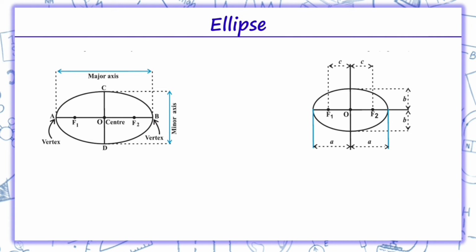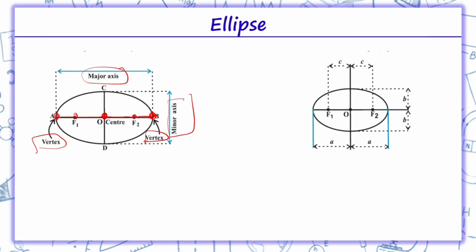Now here is the structure diagram of an ellipse. The midpoint of the line segment which joins the foci is known as the center. The line segment through the foci, F1 and F2, is the major axis, and the line segment through the center and perpendicular to the major axis is the minor axis. The end points of the major axis are the vertices.